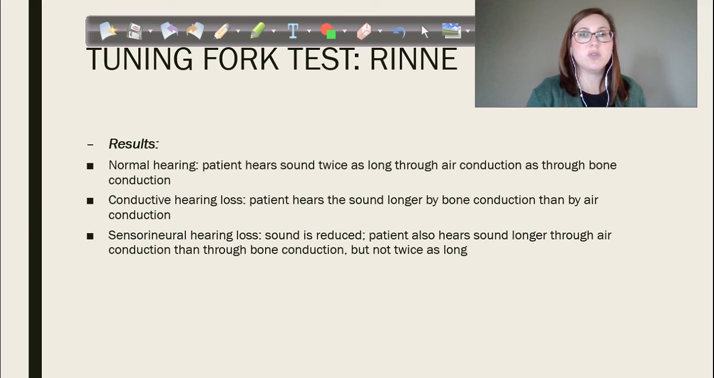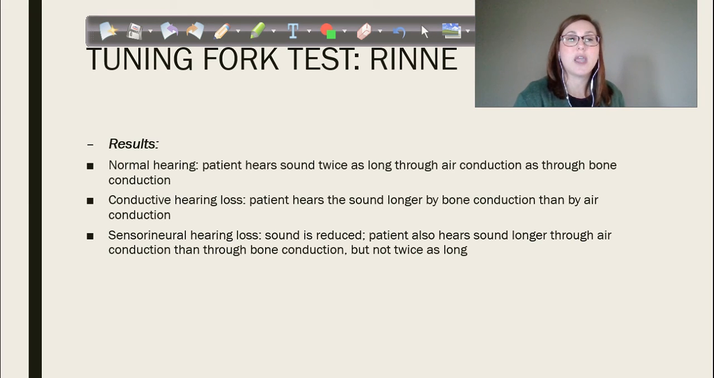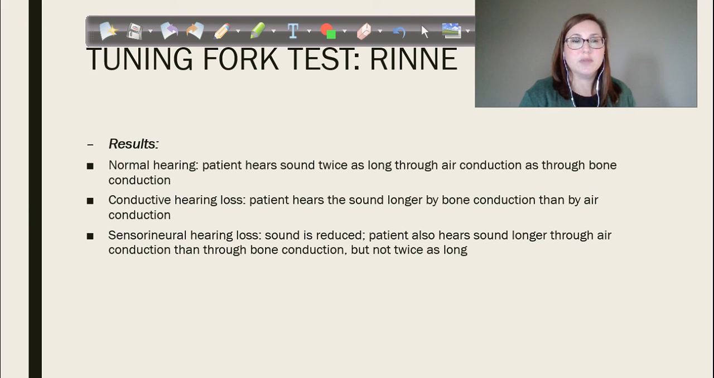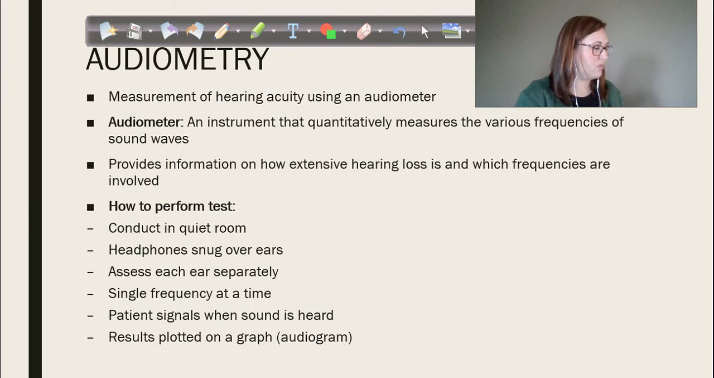So with the results of this test, with normal hearing, the patient hears the sound twice as long through air conduction as through bone. And with conductive loss, the patient hears the sound longer by bone conduction than by air. And in sensorineural loss, sound is reduced. So the patient also hears the sound longer through the air than bone, but not twice as long. So that's kind of confusing. I think it's just important to know that you can use a tuning fork to test a patient's hearing. I don't know that you specifically need to know the results of those.